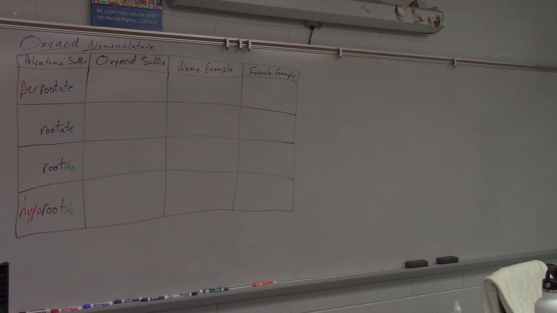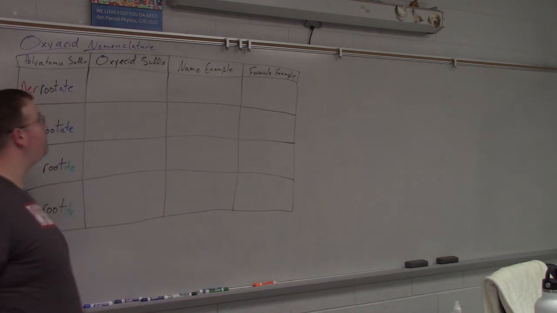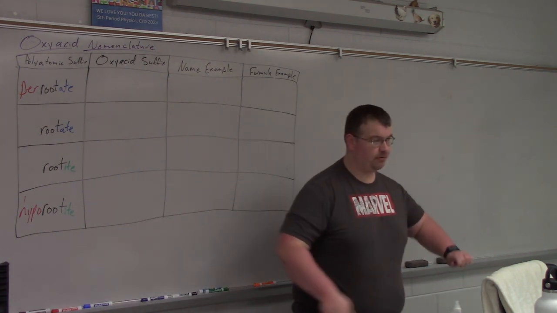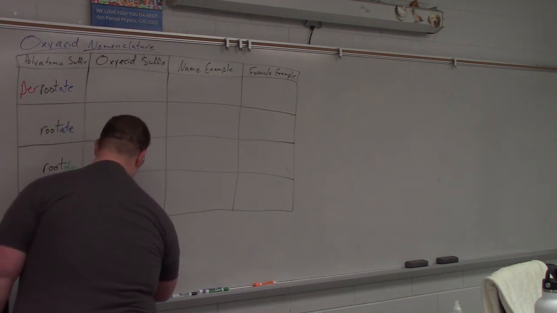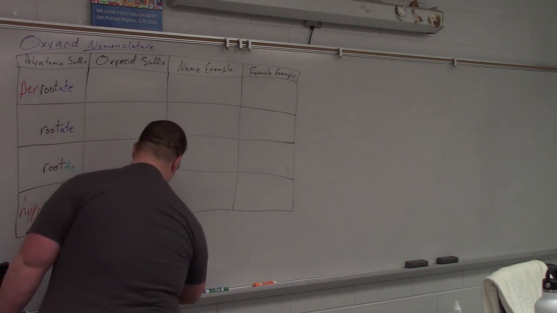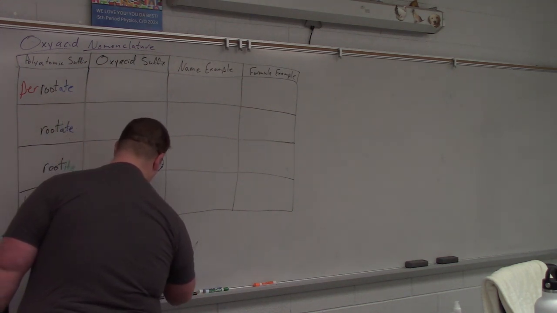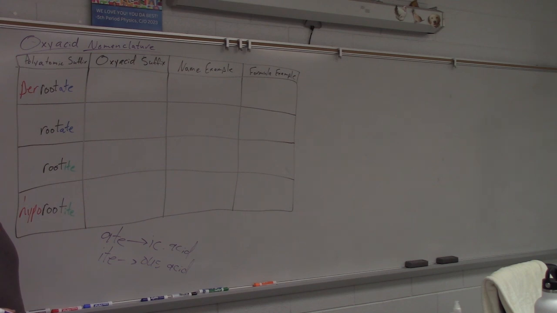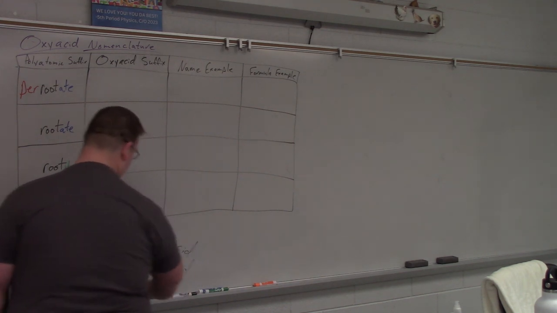So anyways, when we look at the oxyacid suffix, there's a subtle change. Here's the change. It's this simple. Go to the oxyacid. Ate goes to ic acid. Ite goes to ous acid, O-U-S. What are ic and ous? These are the suffixes at the end.